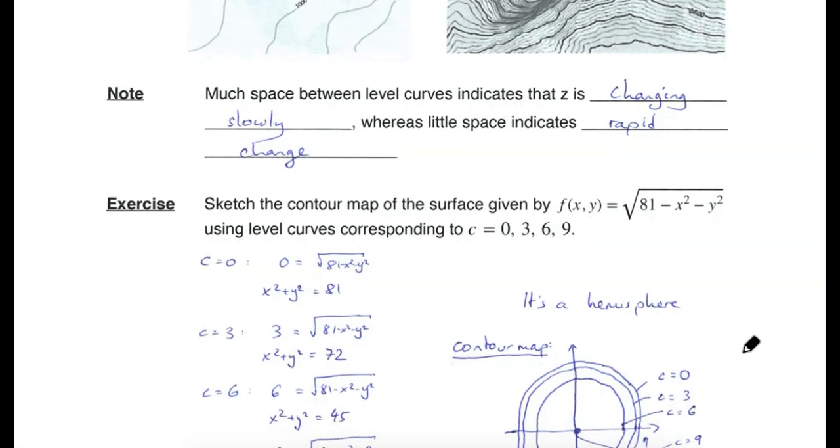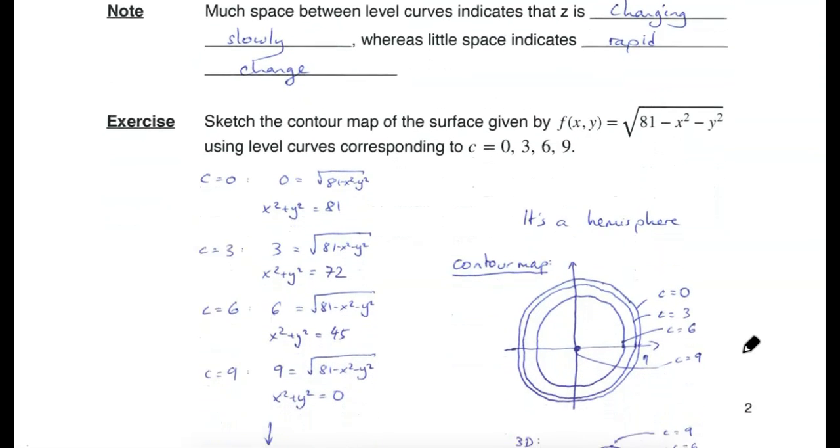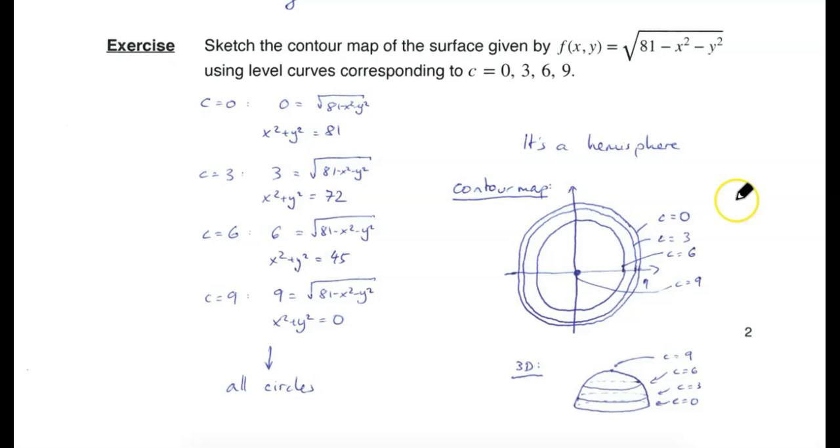Sketch the contour map of the surface given by f of xy equals the square root of 81 minus x squared minus y squared. Here we are told which level curves to pick. If we weren't, we would just make a choice. So we would look at what are all the points where z equals 0, where z equals 3, where z equals 6, where z equals 9. We just choose the best ones. It's not always obvious, but choosing the level curve for z equals 0 is typically a good idea because it's the trace in the xy plane.